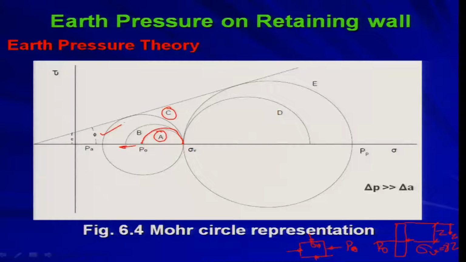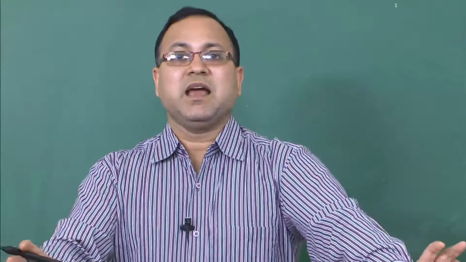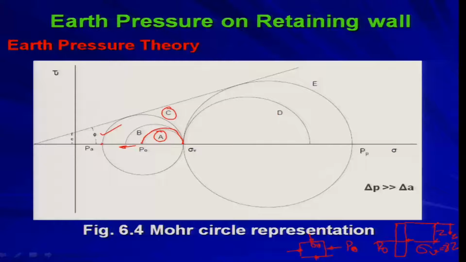So, this circle will tell you about the state of stress at active condition, and this point will give you the minor principal stress at active condition, which is eventually Pa, the active earth pressure. I hope that you have understood. This is your starting Mohr circle A, the earth pressure at rest condition, and gradually the wall is moving away from the backfill. Sigma v remains the same, because you are considering a particular depth z. So, there is no question of changing sigma v.